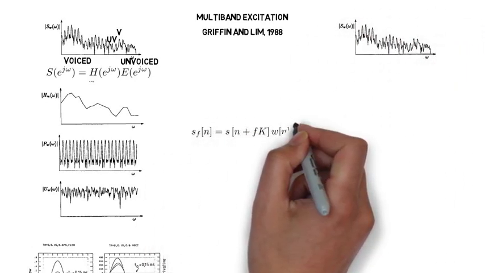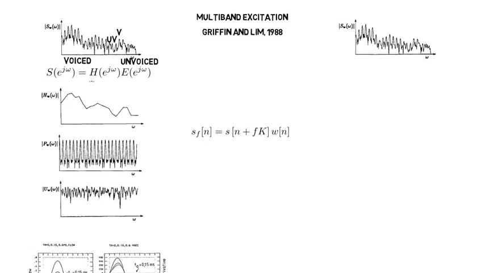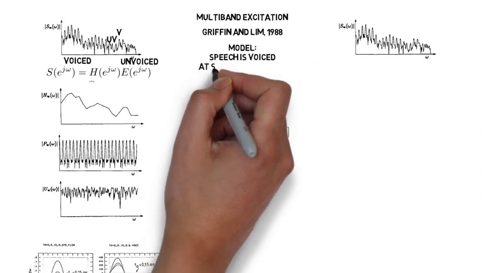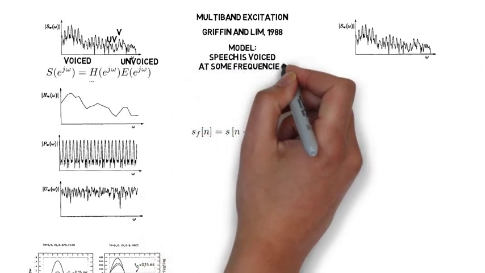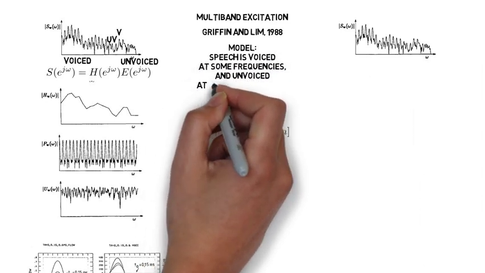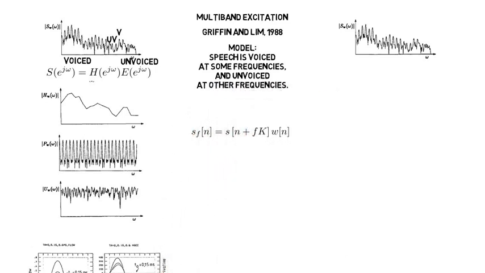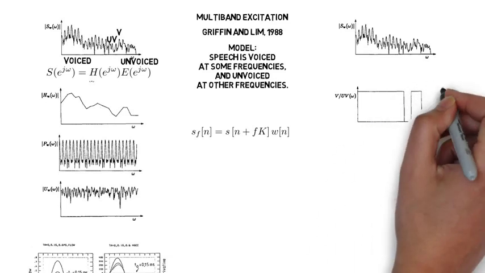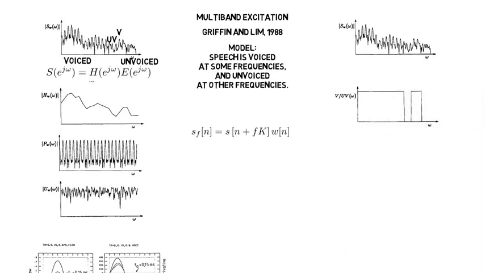Here's the input speech spectrum, and we want to try to regenerate that speech spectrum from a parametric model. What they said is, let's just model the speech as being partly voiced and partly unvoiced. So it's voiced in the bands where this VUV function is 1, and it's unvoiced in the bands where the VUV function is 0.